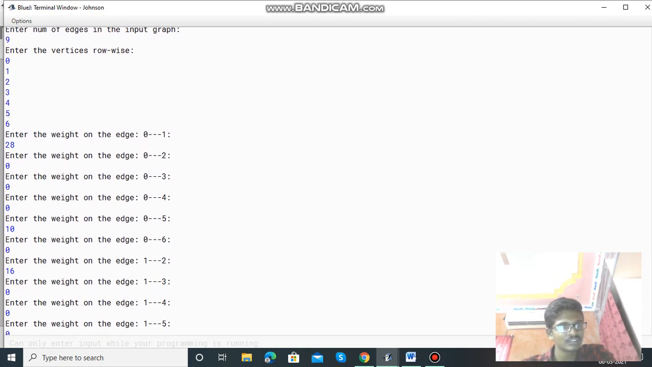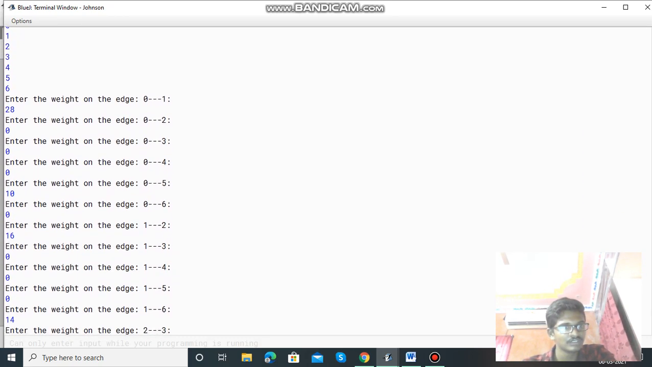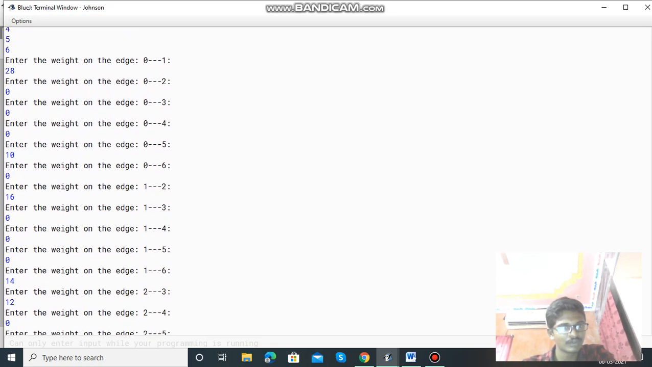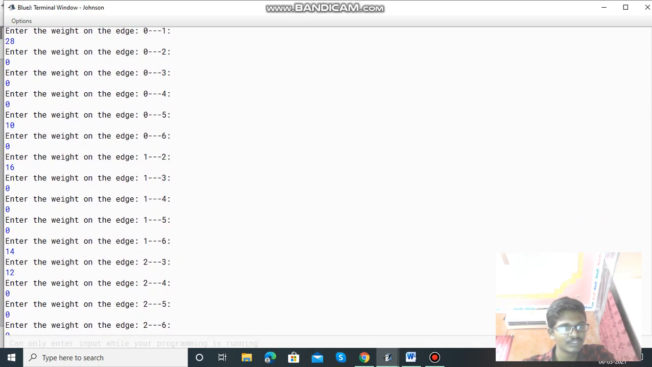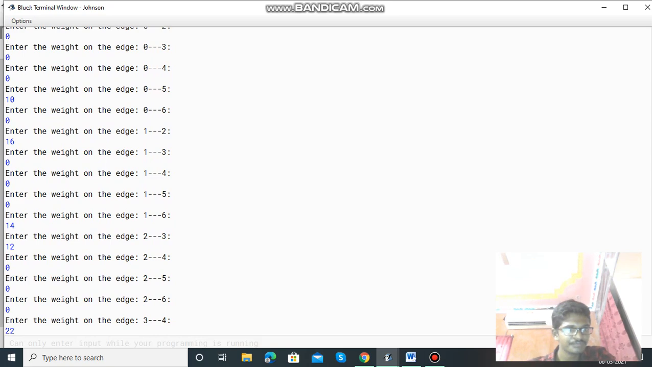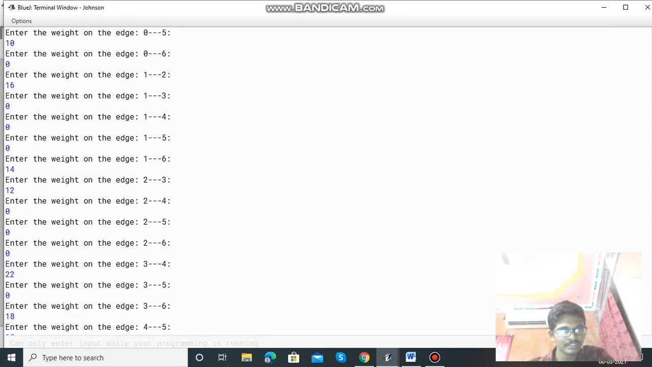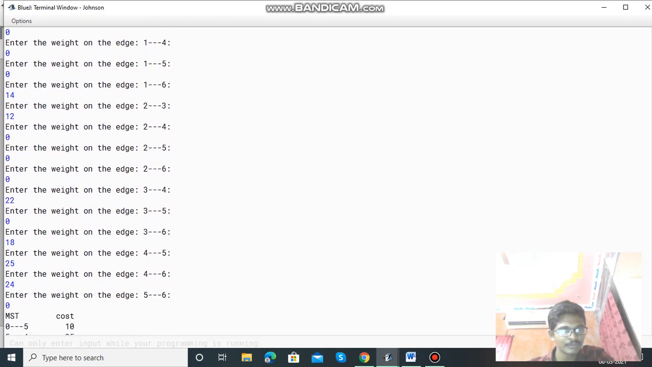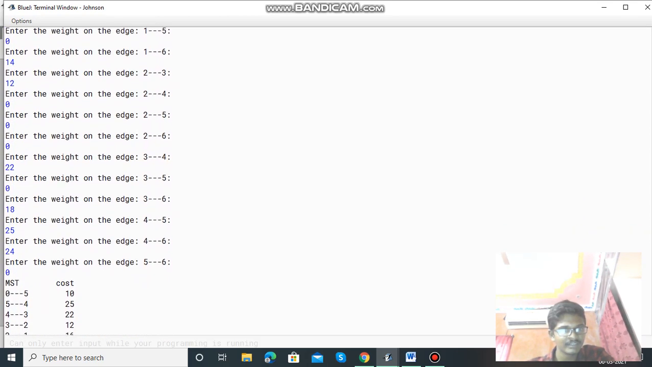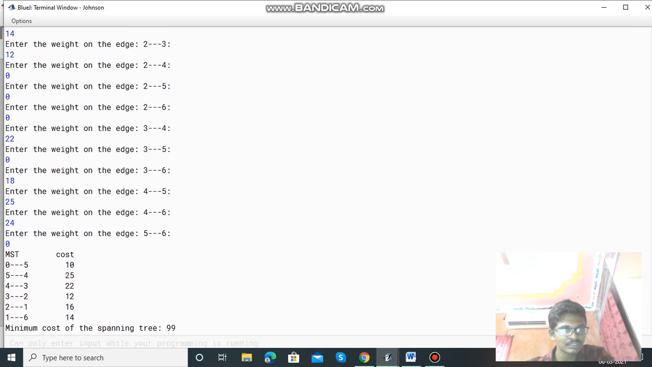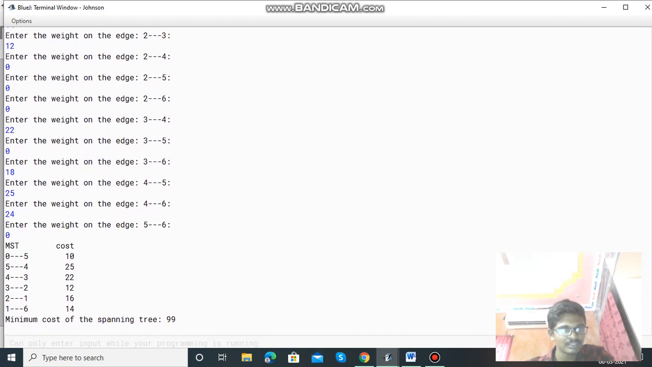Then enter the weights: 0 to 1, 28; 0 to 2, 0; 0 to 3, 0; 0 to 4, 20; 0 to 5, 10; 0 to 6, 0; 1 to 2, 16; 1 to 3, 0; 1 to 4, 0; 1 to 5, 0; 1 to 6, 14; 2 to 3, 12; 2 to 4, 0; 2 to 5, 0; 2 to 6, 0; 3 to 4, 22; 3 to 6, 18; 4 to 5, 25; 4 to 6, 24; 5 to 6, 0.